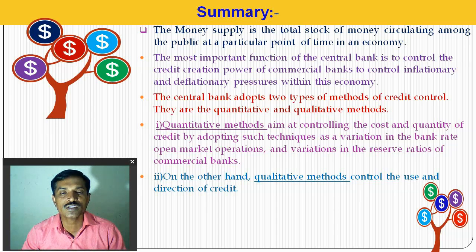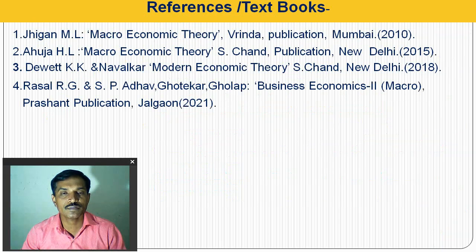So margin between the loan and mortgage, credit rationing, control of consumer loans, moral suasion, publicity, and direct action are used under these qualitative methods. So this involves selective credit control and the direct action.